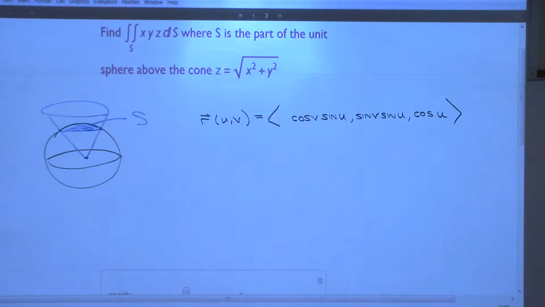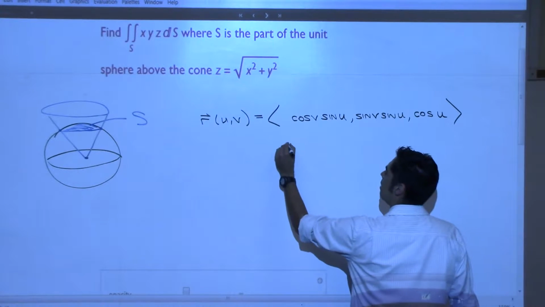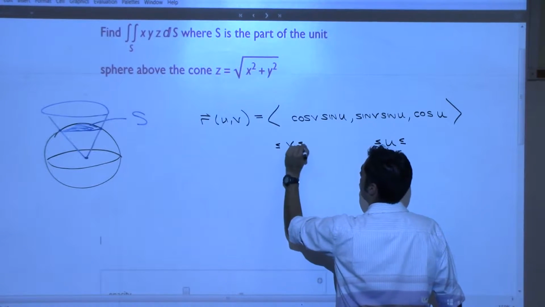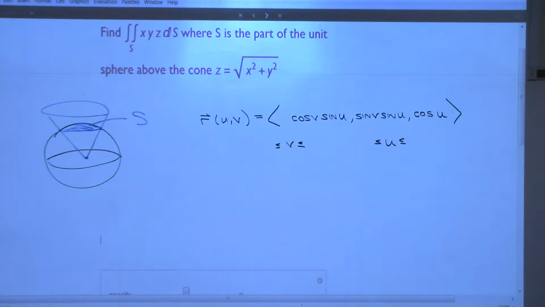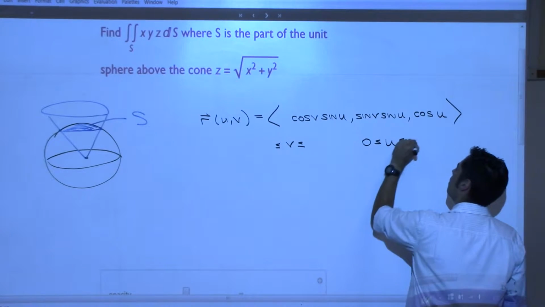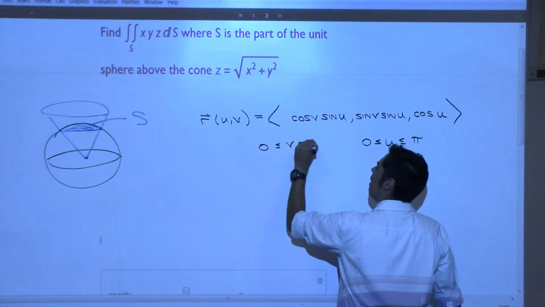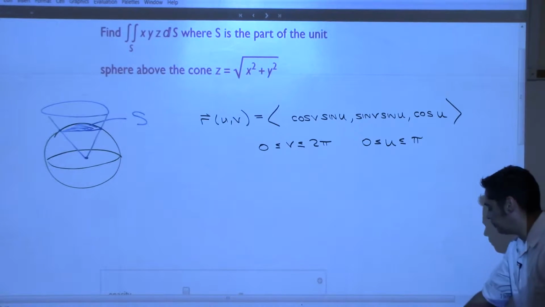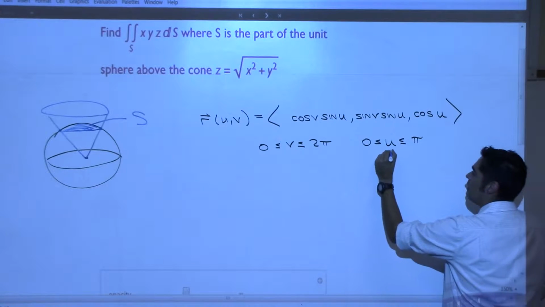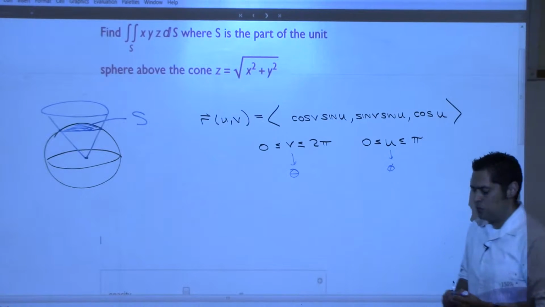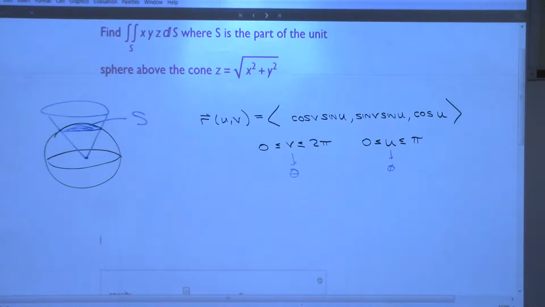What are the restrictions that you put on v and on u to draw the whole sphere? Again, that's not what we want, but just so we're all on the same page. 0 to pi for u, 0 to 2 pi for v. Now, if you remember, back from when we did spherical coordinates, this was like the phi, and this was like the theta, wasn't it?